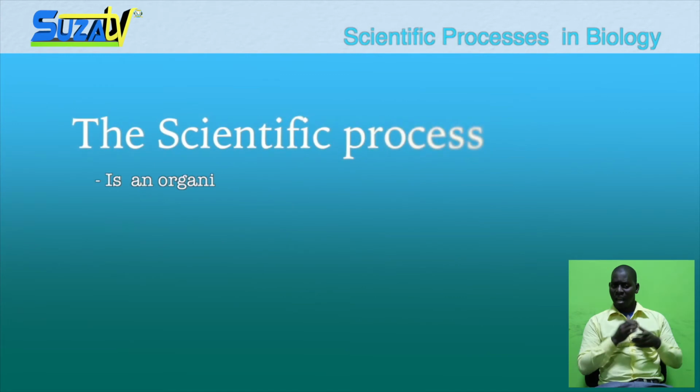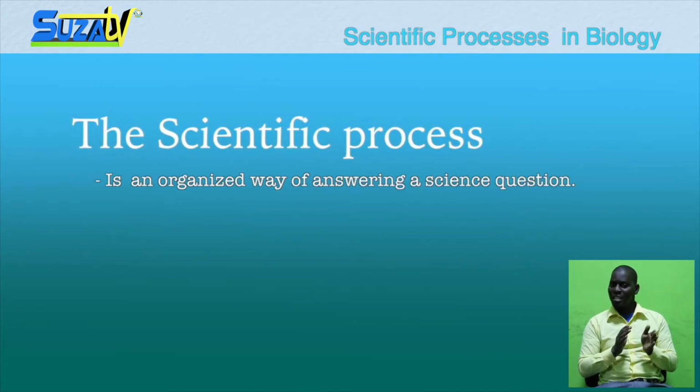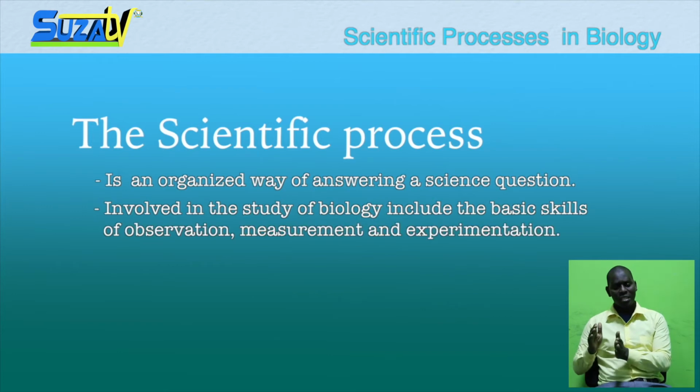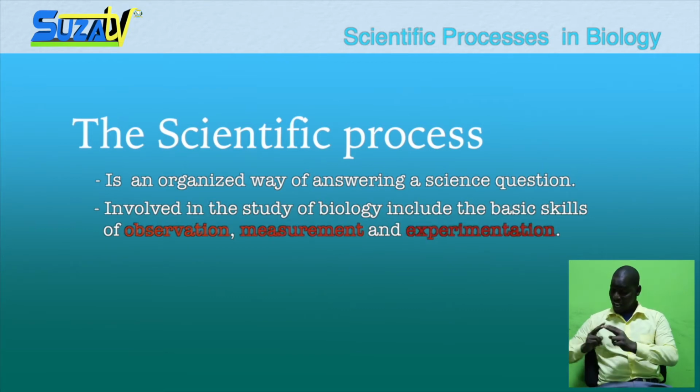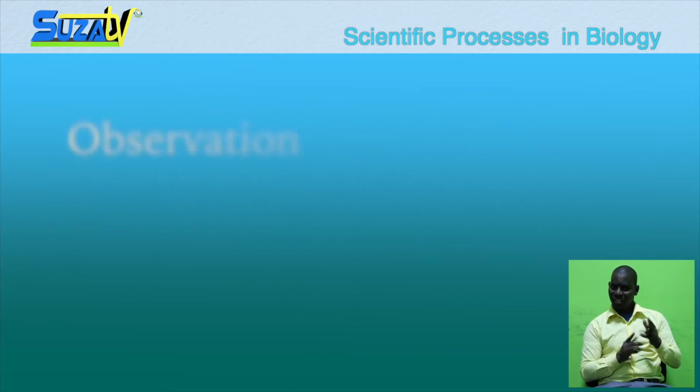The scientific process is an organized way of answering science questions. So the study of biology, like any other science subject, involves scientific processes. The scientific processes involved in the study of biology include the basic skills of observation, measurements, and experimentation. Through these basic skills, you can answer all the questions about the natural world. Let's discuss these skills one by one, starting with observation.